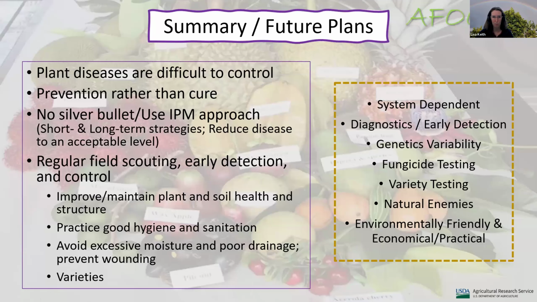In summary, plant diseases are difficult to control. There is no silver bullet. Everything is about integrated pest management and hopefully reducing disease to an acceptable level. Here are some of the things you can do. And this is the type of work that my team does and will continue doing, to try to get as many tools as possible to the growers to help combat these problems.